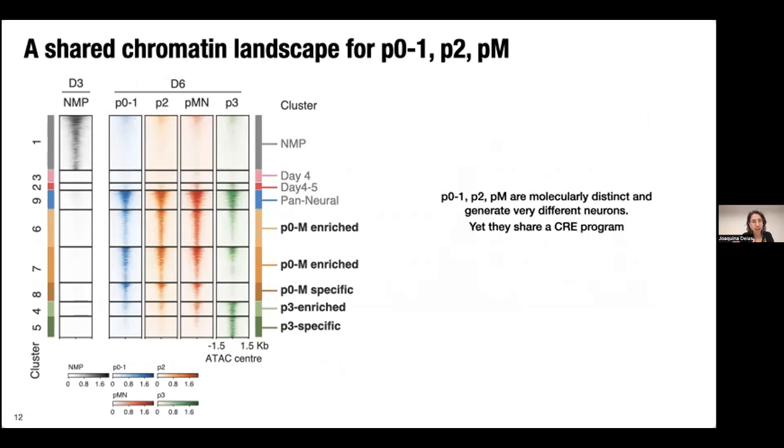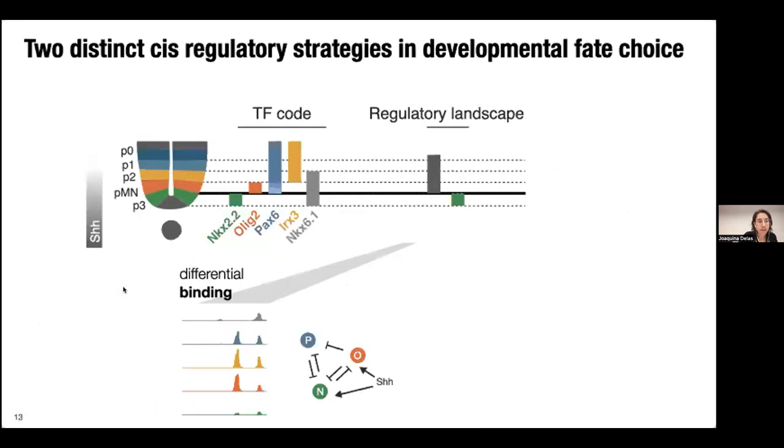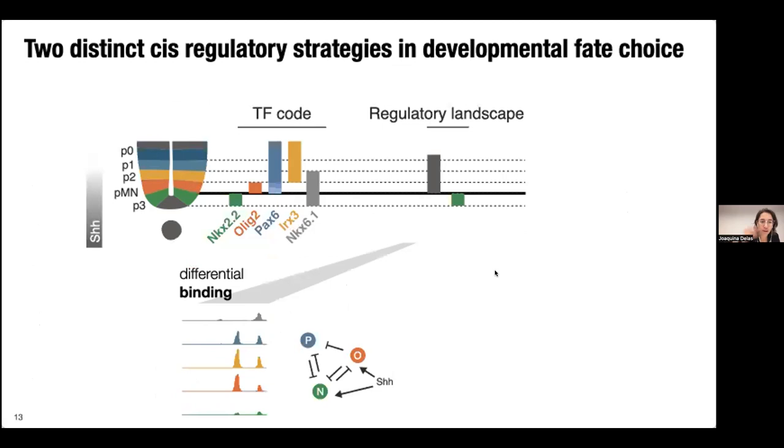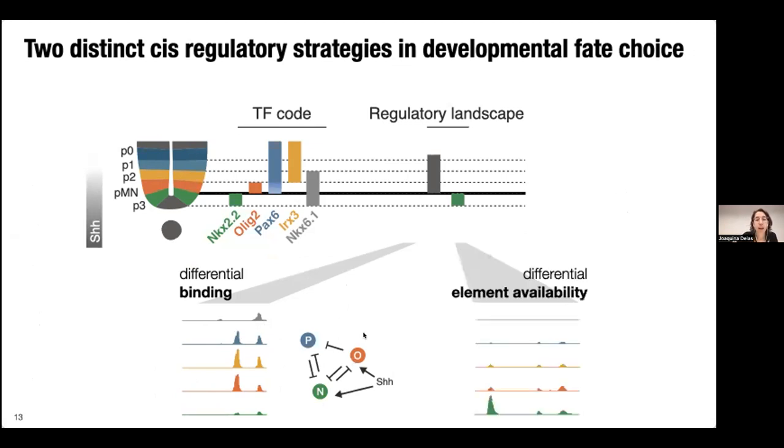Because these cell types are molecularly distinct, they will express different markers, different genes, including the marker genes that I've used to isolate them. They will generate different neurons, but yet they share the same regulatory program, the same elements. So with different orthogonal analysis and more data, what we think we are seeing is that these three cell types have the same accessible genome, and it is a differential binding of transcription factors in the same elements, but in different cell types, that determines the cellular output through this network of cross repressors. And then this last cell type in green, the most ventral one, employs a differential element availability. So it has access to a different set of elements.